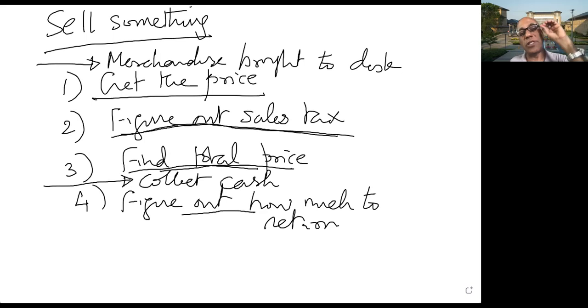Getting the price, you could probably say, read it from a price catalog or some such thing. But figuring out the sales tax is something we need to say more explicitly. And how much to return is something we need to express more clearly. So we need to rewrite this. Since I don't have space, I'm going to clear all this. So let's say the first step is to read price from catalog.